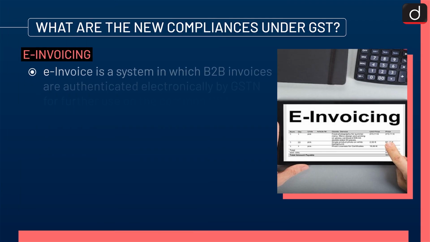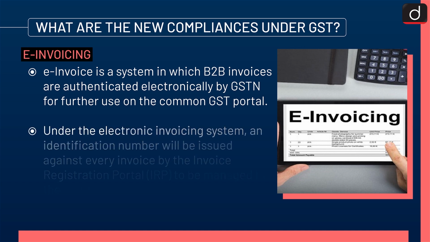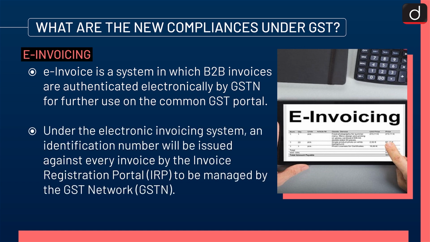Next is e-invoicing. E-invoice is a system in which B2B invoices are authenticated electronically by GSTN for further use on the common GST portal. Under the electronic invoicing system, an identification number will be issued against every invoice by the invoice registration portal, that is IRP, to be managed by the GST network, that is GSTN.